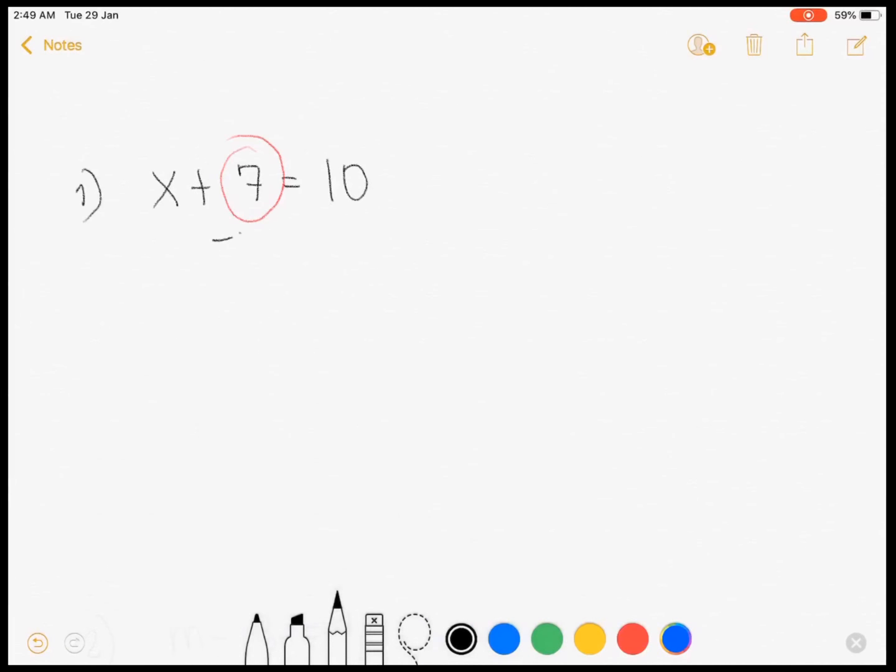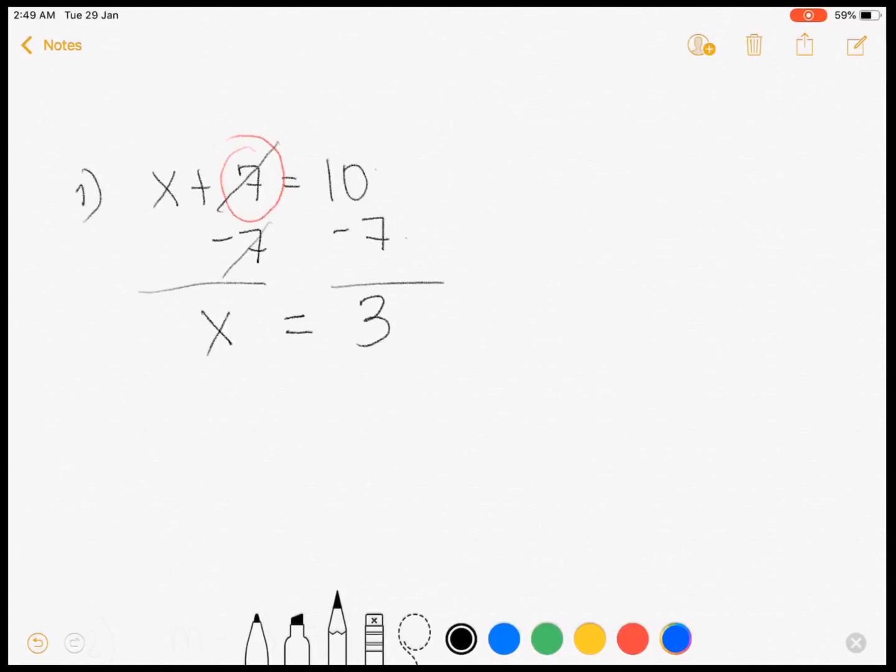So, we have negative 7 minus 7. Okay? So, we now have x plus 7 minus 7. Makakancel to. So, we have x na lang dito sa left side. Then, equal siya sa 10 minus 7 ngayon, which is 3. So, therefore, we have solved already for x, which is equal to 3.